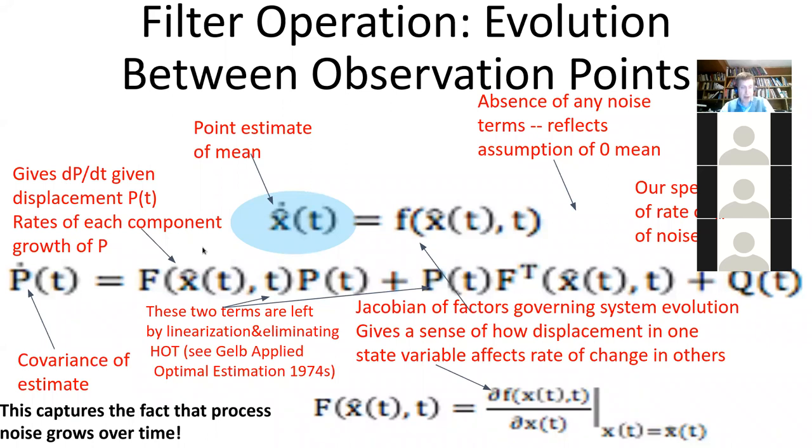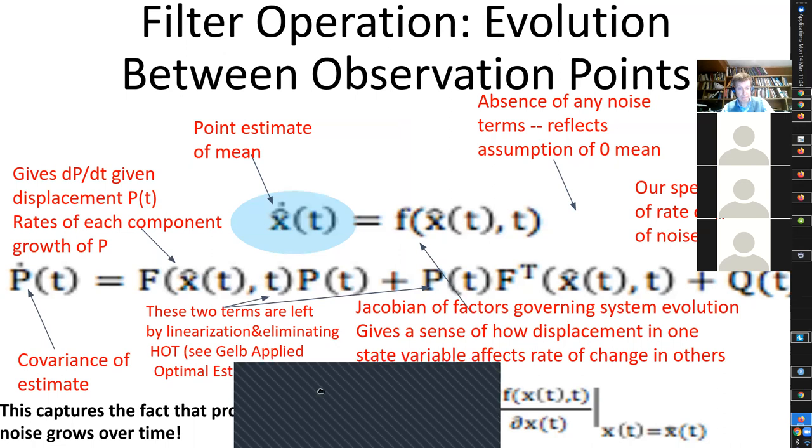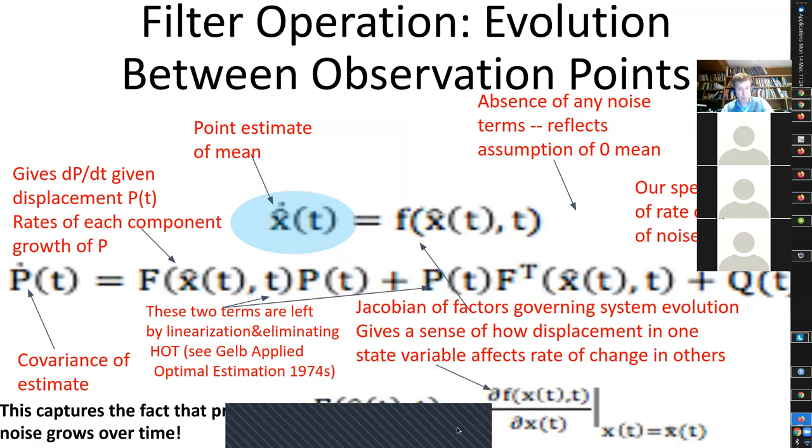So I want to ask people here, are there any questions about this? Are people feeling like you have some sense about what this represents and the motivation for keeping track not only of our current estimate, but our uncertainty about that estimate? Does anyone want to ask a question? I monitor the chat here. Anyone have a question about this? Okay, I'm not hearing anyone.